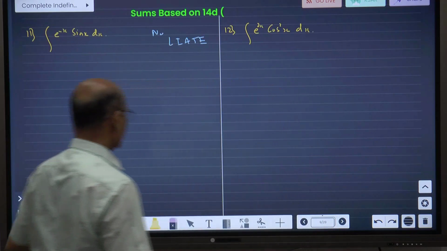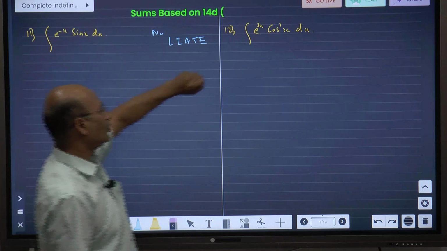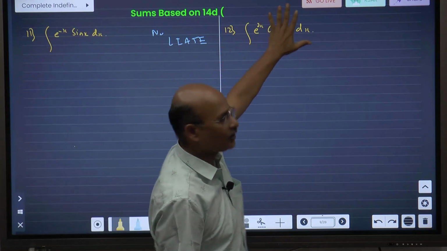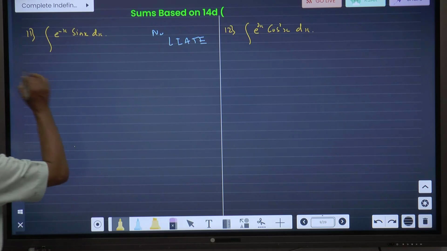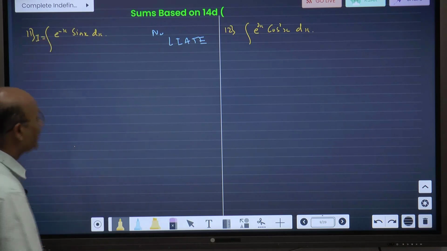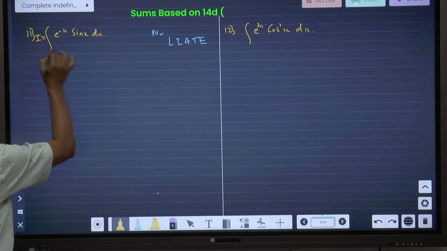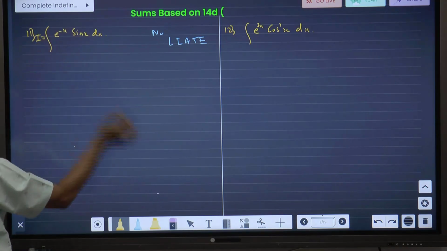Okay, now let us look at this question. Whenever in a function e and sine are together, or e and cos, I don't use the LIATE rule. That means first I say let this be I. I am showing you the technique now, understand. I say this as I, that means the value of this is I, which I have to find. So I will not apply the LIATE rule.